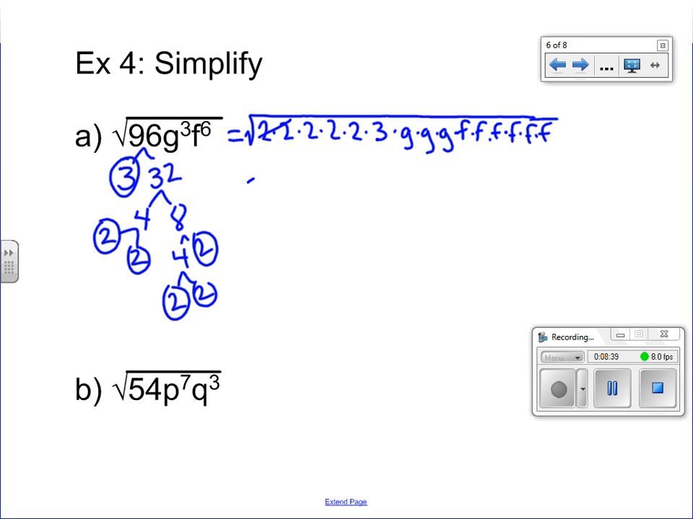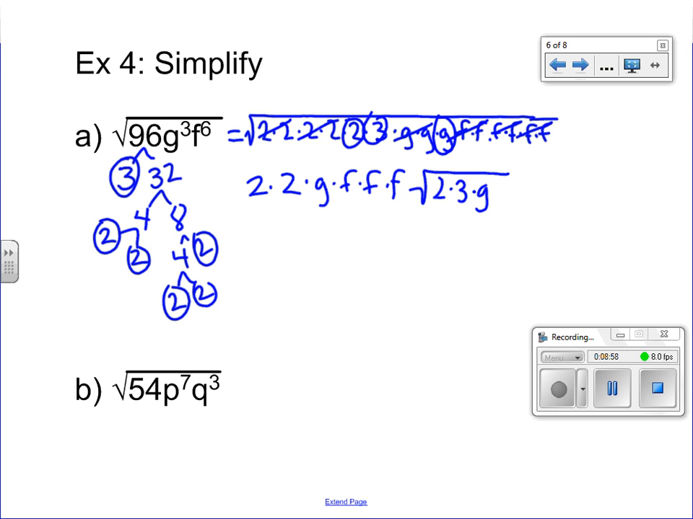So I have double 2, double 2, double g, double f, double f, double f, and inside, all that I have left is 2, 3, and this g. So I have 2 times 3 times g, which is going to give me 2 times 2 is 4, g, f to the 3rd power, because there are 3 here, and then on the inside I multiply what's left, so, excuse me please.